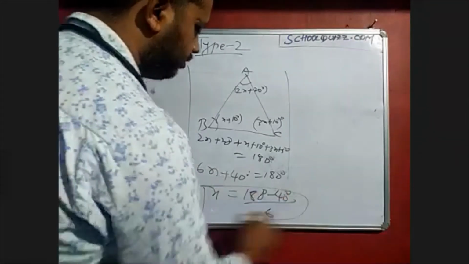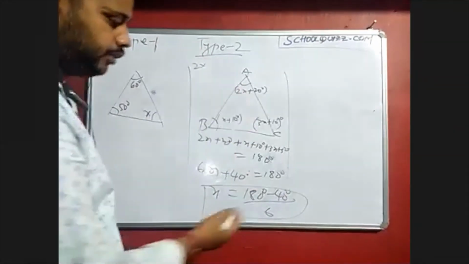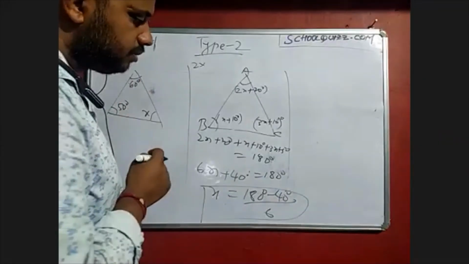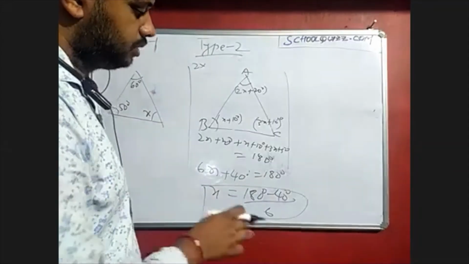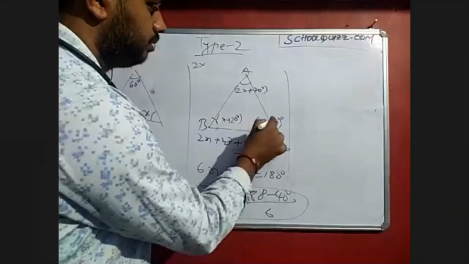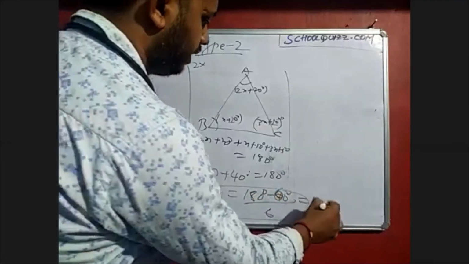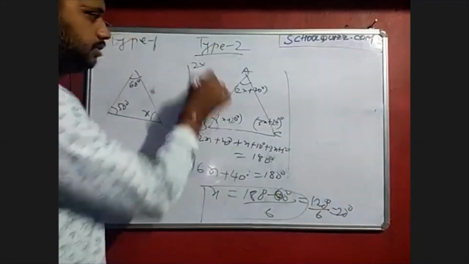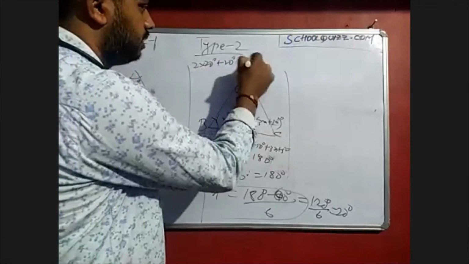Whatever x you get, substitute here in the question. Subtract 60 here, and you get 120 divided by 6, which means 20 degrees. So for 2x plus 20, that is 20 plus 40 plus 20, which gives 60 degrees.